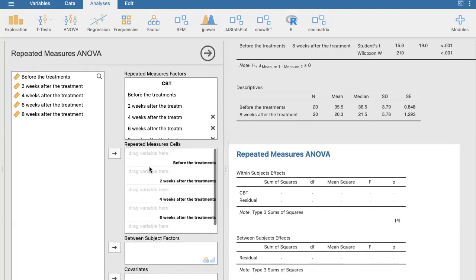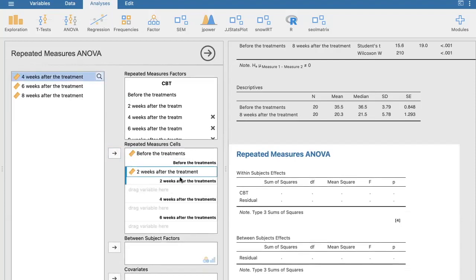Now they have created the required cells down below. So I'm going to click on before the treatment on my left side, and then click this transfer button here and transfer this data. Now, as we transfer the data, it will automatically do the analysis for us. Now, transfer the second week one to the second week cell. See, these cells are matched. I am matching the variables that I have with the levels on the right that I have created. So 4 weeks, 6 weeks, I'm going to transfer these as well. And then finally, 8 weeks.